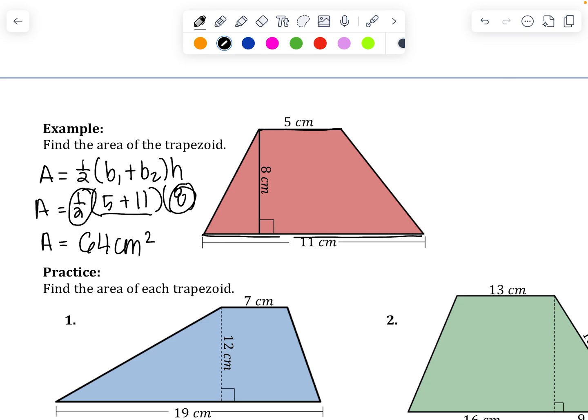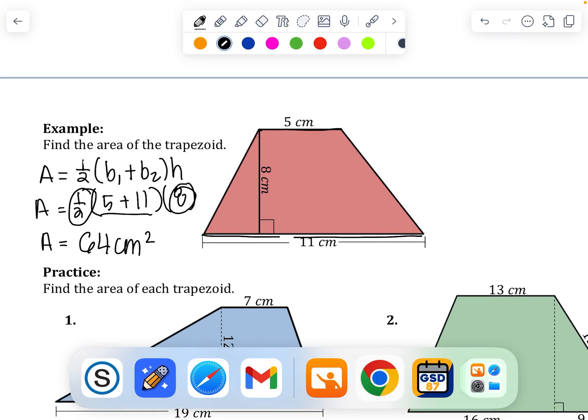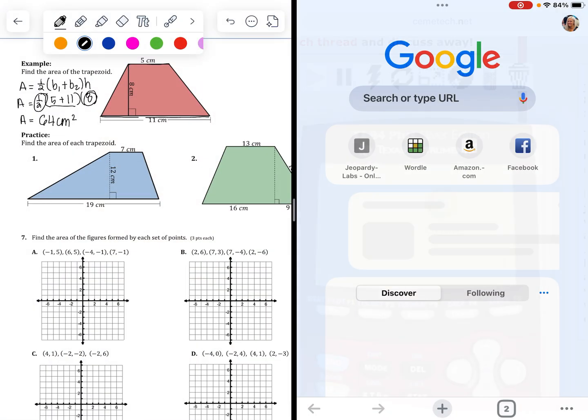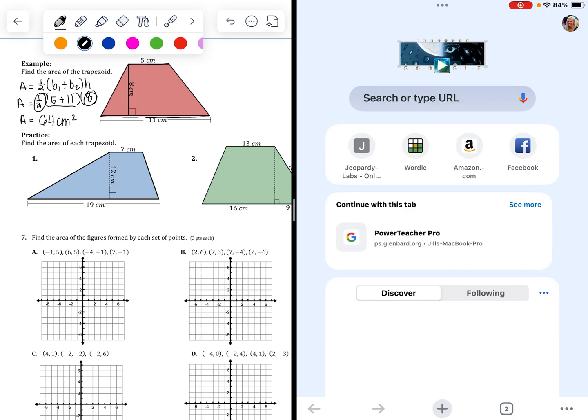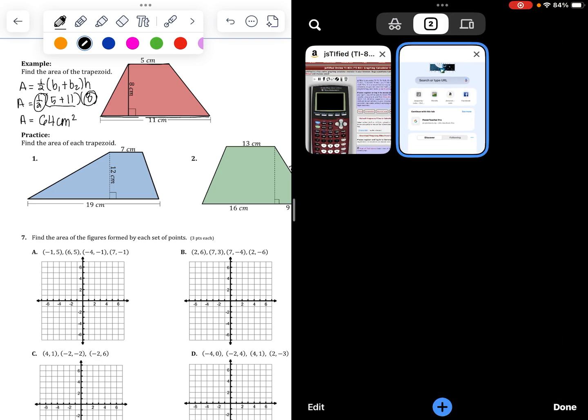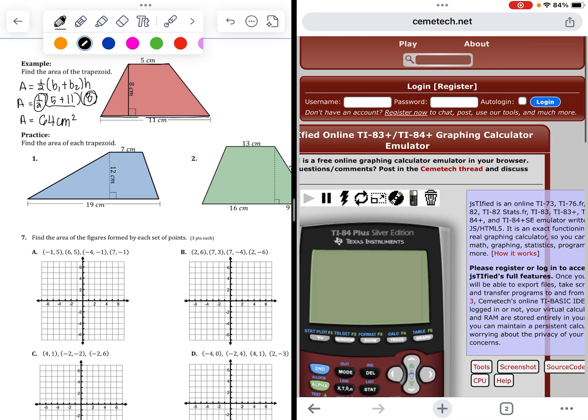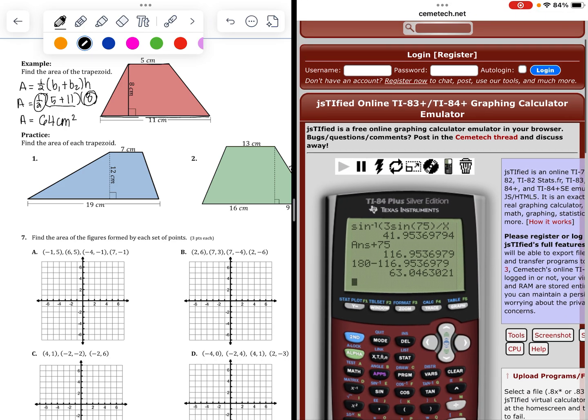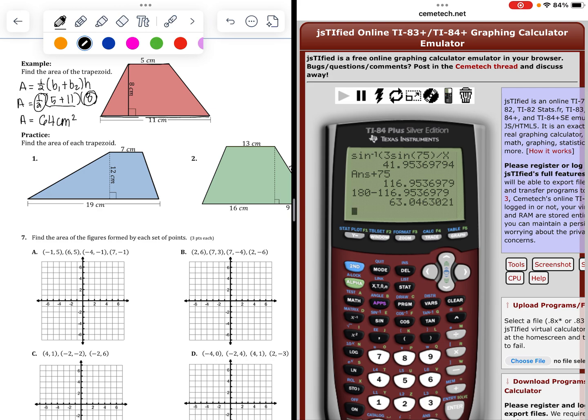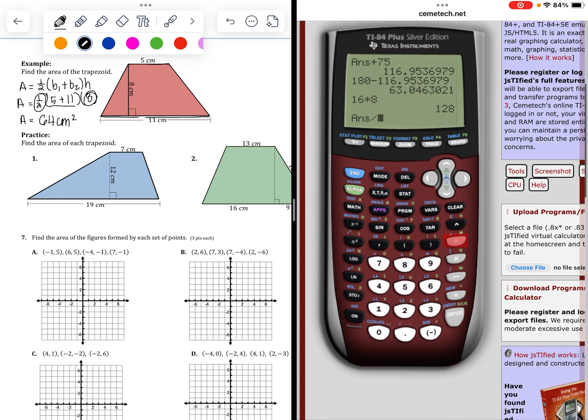Now, if you wanted to put it in your calculator, there's multiple ways that you can do it. I'm going to pull my calculator over here just to show you what we can do with that. Okay, so you can do 5 plus 11, which is 16, 16 times 8, which is 128, and then divide that by 2. So that's just another way of doing it.